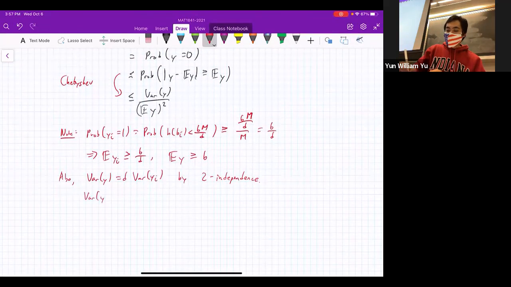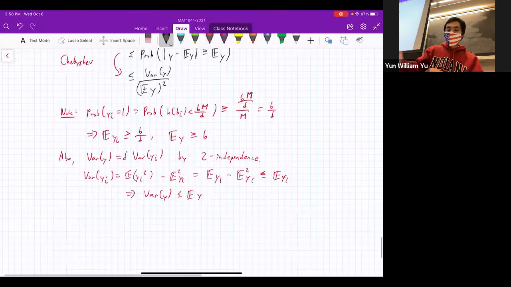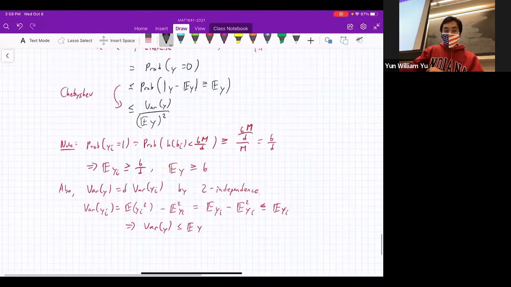Then the variance of yi is equal to the expectation of yi squared minus the square of the expectation of yi, all pretty standard stuff. Note that because yi is an indicator variable, the expectation of it squared is just the expectation of it, so the variance of yi is less than or equal to the expectation of yi, and therefore the variance of y is less than or equal to the expectation of y. Together, this allows us to go from here to less than or equal to 1 over the expectation of y, which is less than or equal to 1 over 6.